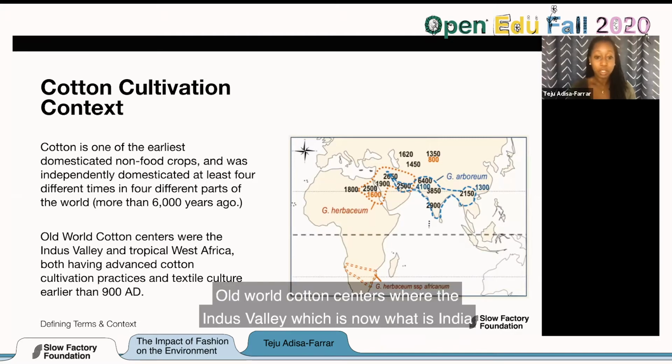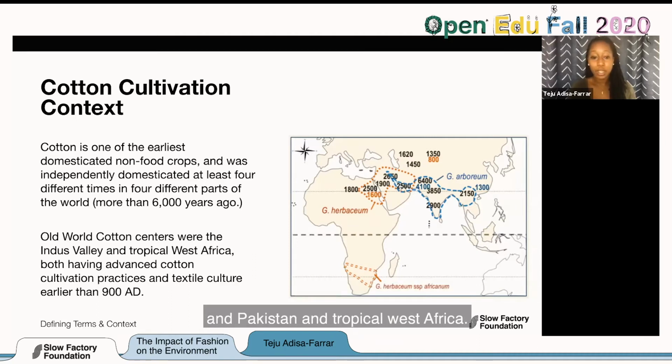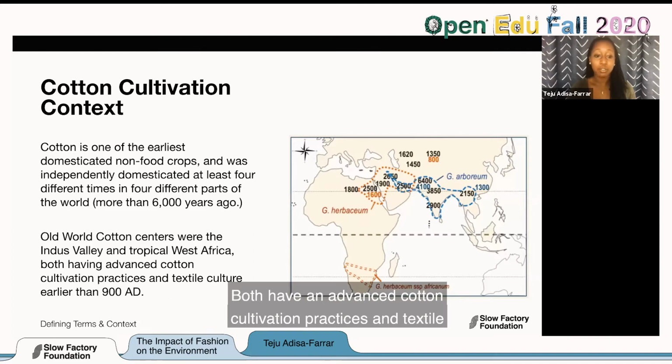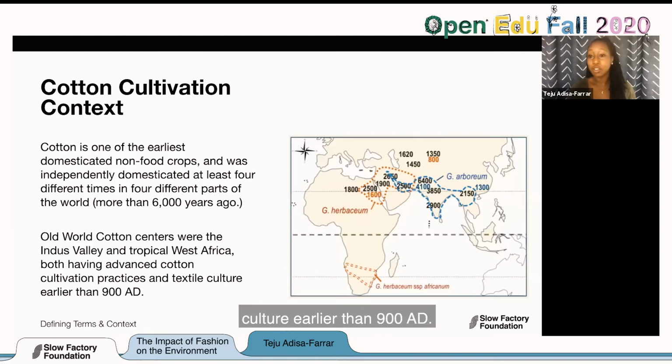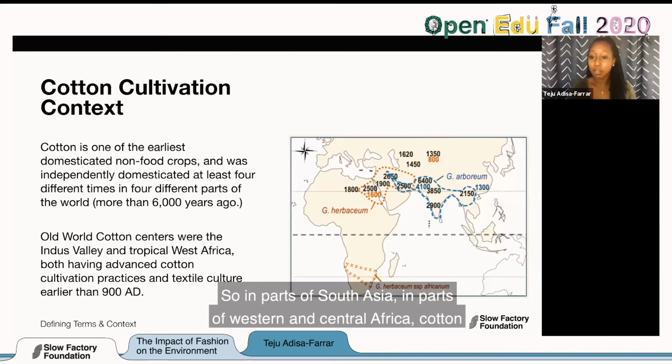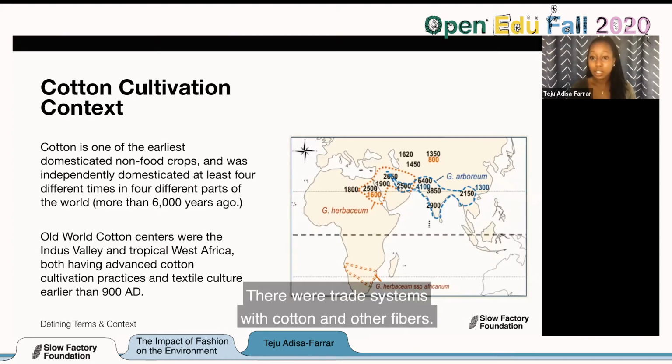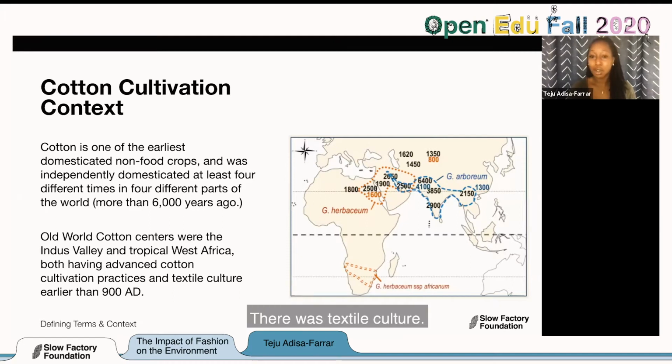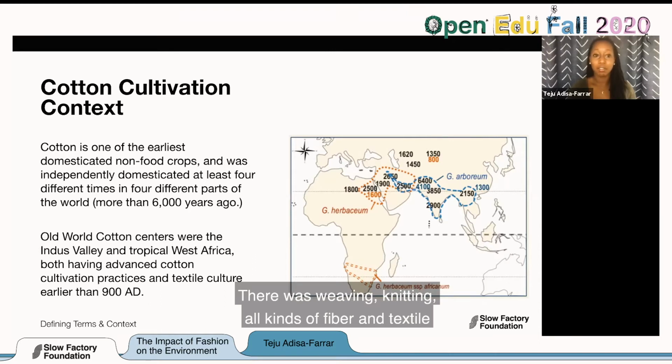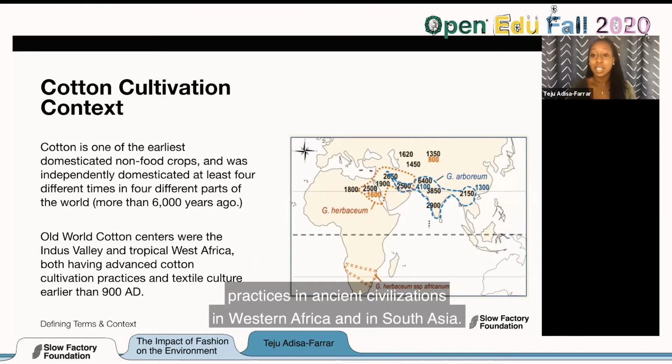Old World cotton centers were the Indus Valley, which is now what is India and Pakistan, and tropical West Africa, both having advanced cotton cultivation practices and textile culture earlier than 900 AD. So in parts of South Asia and parts of Western and Central Africa, cotton cultivation and textile culture was developed in early civilizations before any colonial contact. There were trade systems with cotton and other fibers. There was textile culture, there was textile design, there was textile art, there was weaving, knitting, all kinds of fiber and textile practices in ancient civilizations in Western Africa and in South Asia.